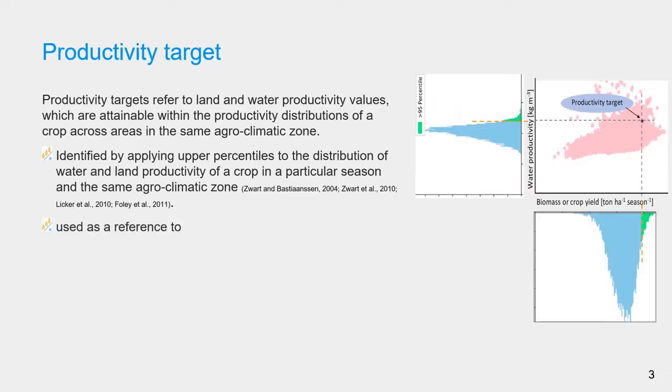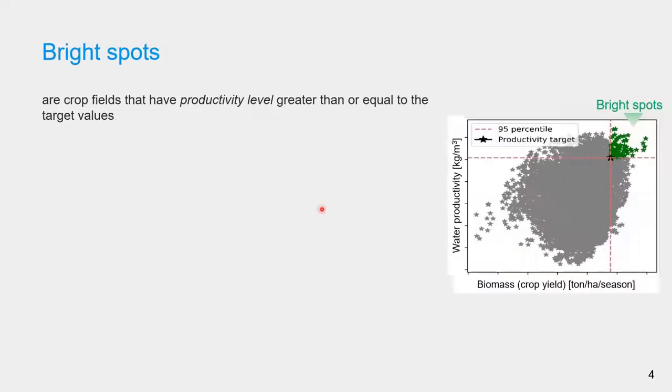Productivity targets are used as a reference to identify bright spots, also to calculate productivity gaps and project production. Bright spots are crop fields that have productivity greater than or equal to the target values.